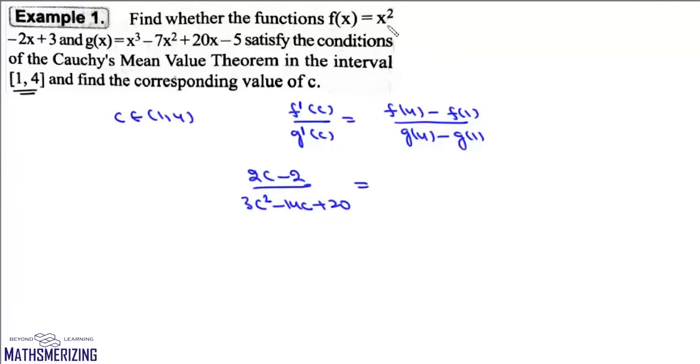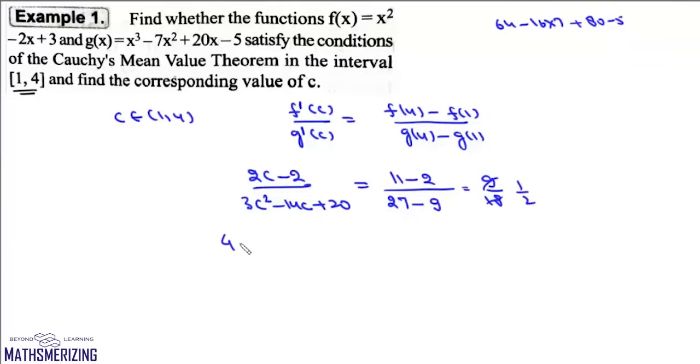What is f(4)? f(4) is 16 plus 3, 19. 19 minus 8 is 11. 11 minus f(1). f(1) is 4 minus 2, so it will be 2, upon g(4). g(4) is 64 minus 16 into 7 plus 80 minus 5, which is 27, minus g(1). g(1) is 21 minus 12, which is 9. So this is 9 by 18, which is 1 by 2.